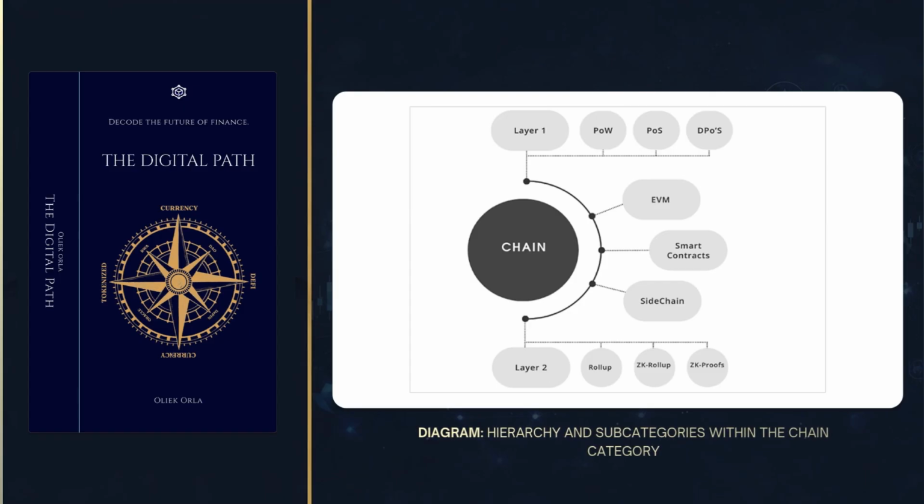Layer 0 creates the conditions for separate networks to function as part of a unified environment. Examples: Polkadot, Cosmos, and Avalanche.